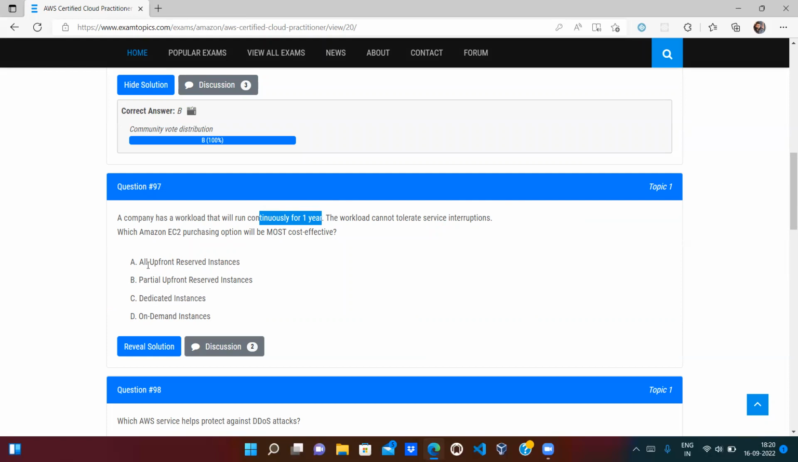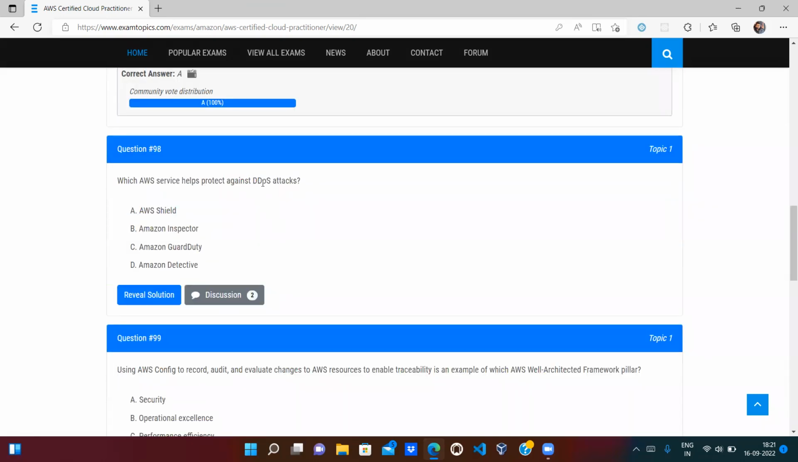So reserved instance. But in the reserved, whether you do all upfront payments, like all the payment in advance, or some payment in advance. If we pay all in advance, you will get more discount, more saving basically. And if we do some partial payment, you will get a little less discount, maybe 1-2%. So most cost effective is A.